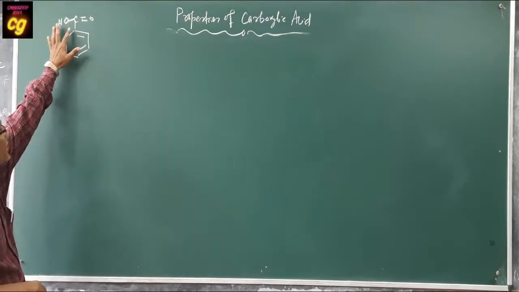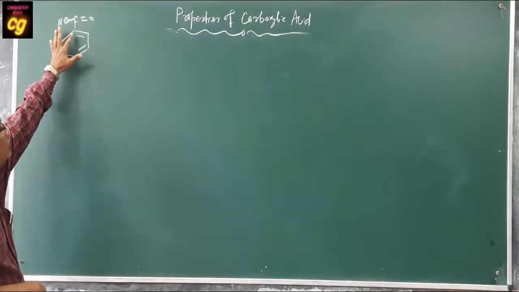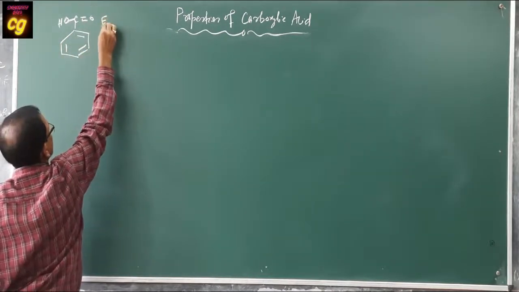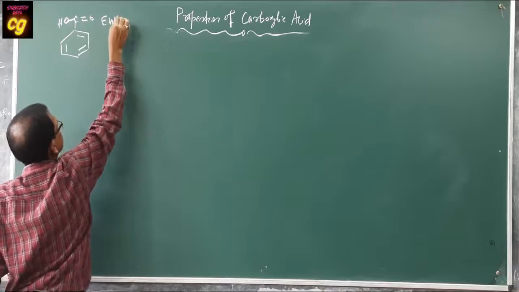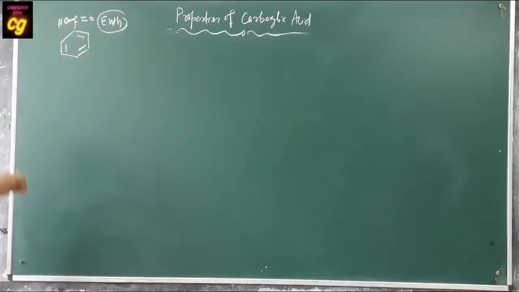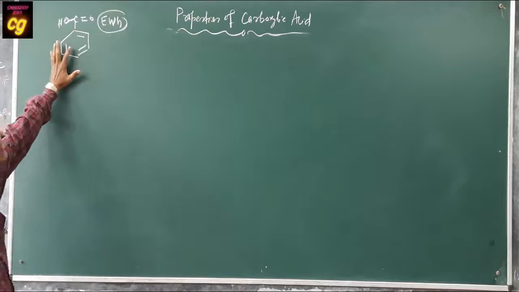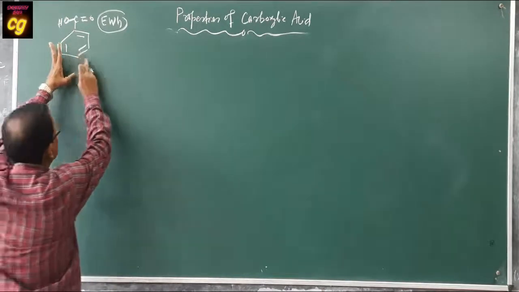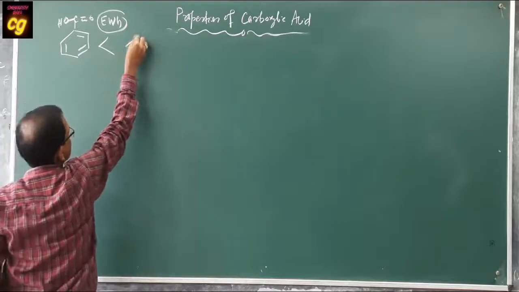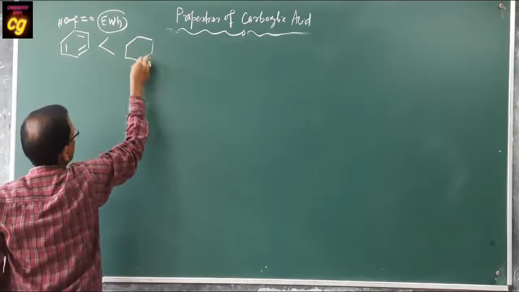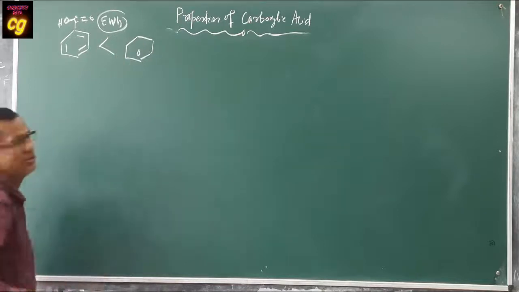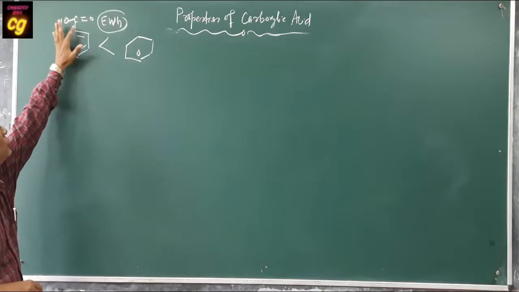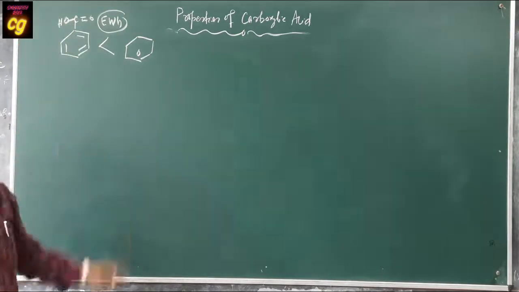As for aromatic acid, this carboxyl group is an electron withdrawing group. As it is an electron withdrawing group, the electron density of the benzene decreases. That's why benzoic acid is less reactive than benzene, due to less electron density in the ring from the electron withdrawing carboxyl group.